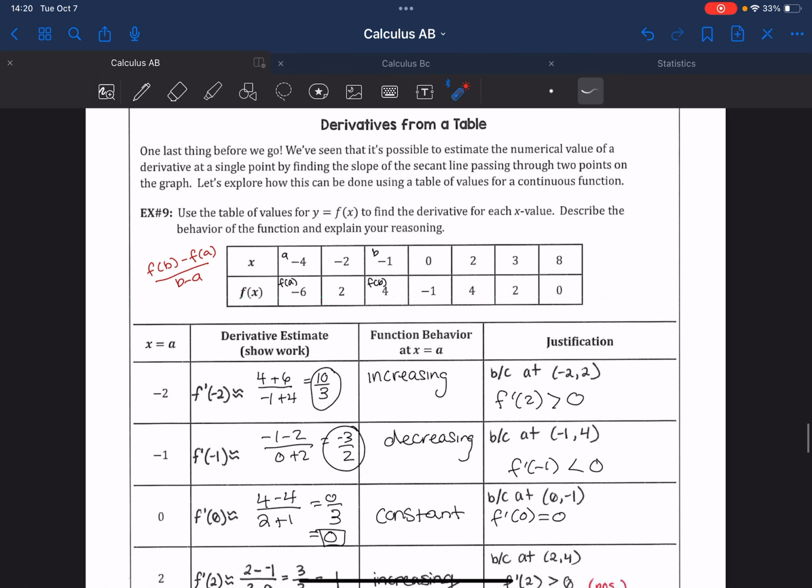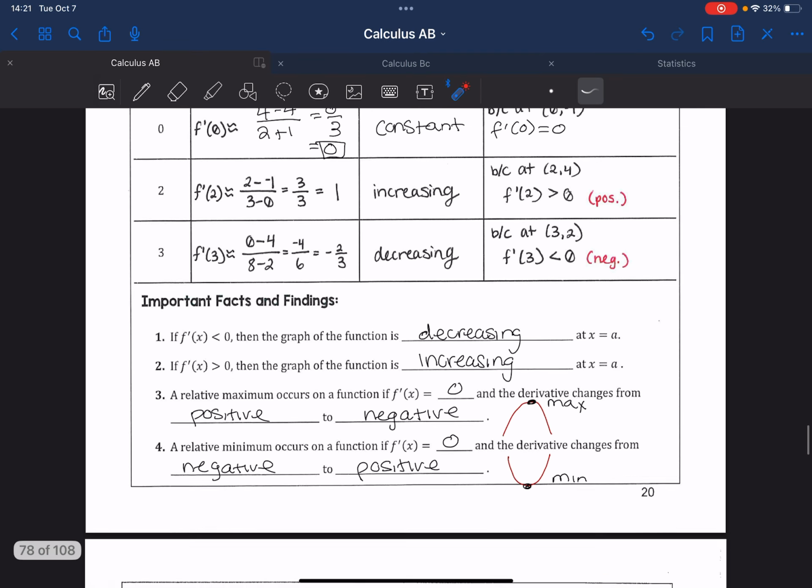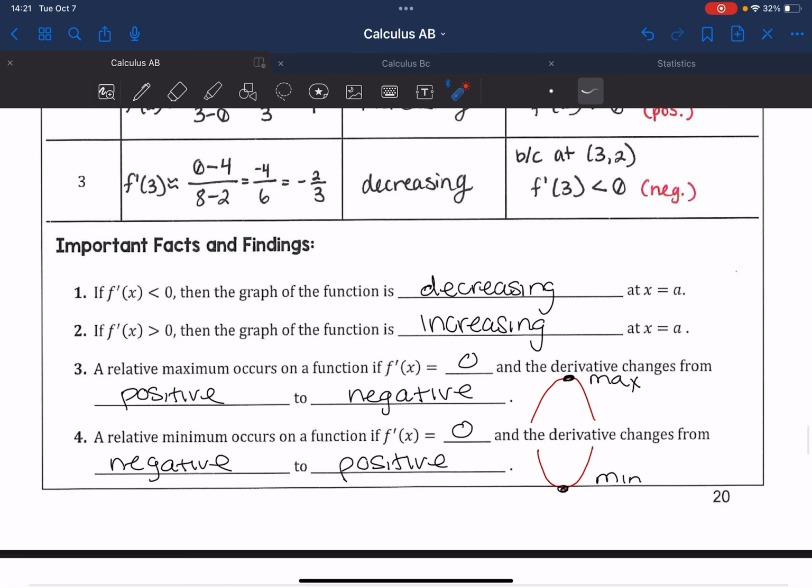We can also find these derivative approximations from a table using f of b minus f of a over b minus a. When we find the derivative approximation and we get a positive number, this tells us that the behavior is increasing. If we get a negative number, then the behavior is decreasing. And if we get 0, the behavior is constant, which means this is a potential local min or max. Just more rules of what we just stated here.